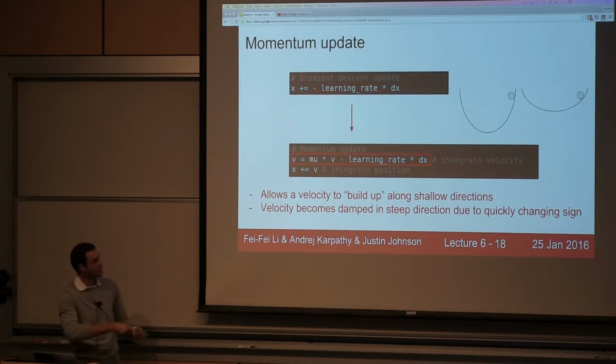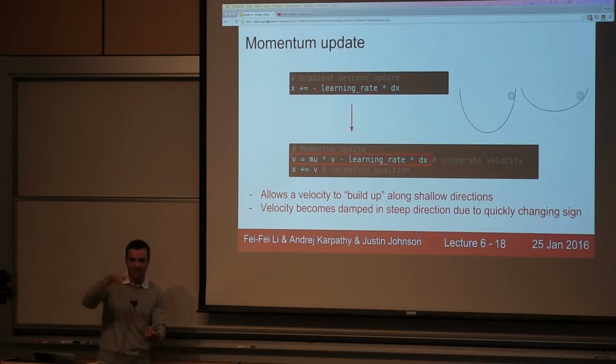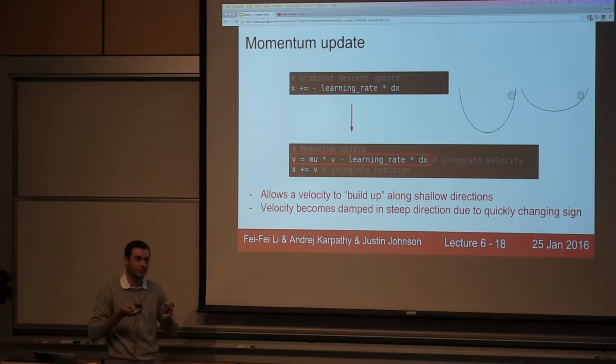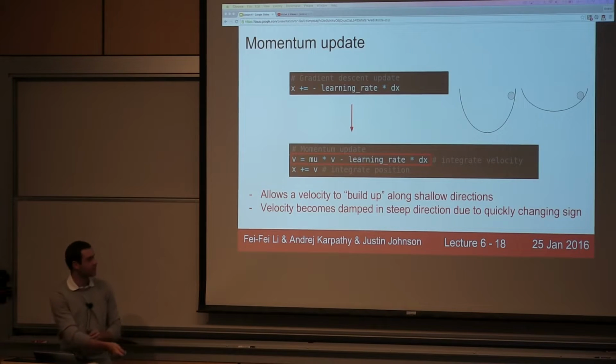But in very steep directions, what's going to happen is you start, of course, jittering around, but then you're always being pulled the other direction towards the center. And with the damping, you end up oscillating to the middle. So it's damping these oscillations in the steep directions, and it's encouraging progress in these consistent shallow directions. And that's why it ends up improving the convergence in many cases.